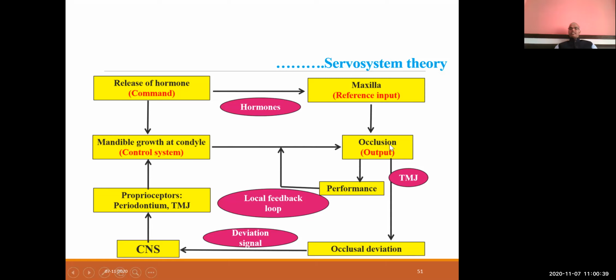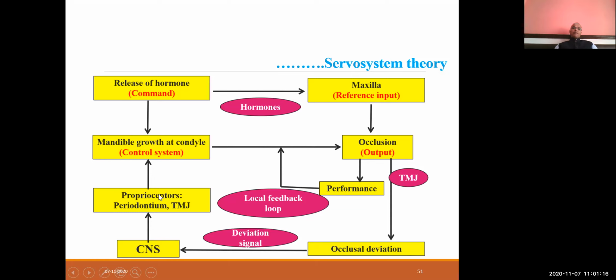Means occlusal deviation is detected by the TMJ, and this change in occlusion causes deviation in occlusion. So a signal goes to the central nervous system. Means it says that there are disturbances in the occlusion. And from here, the proprioceptors, periodontium and TMJ send signals to these areas and they control the growth of the mandible.